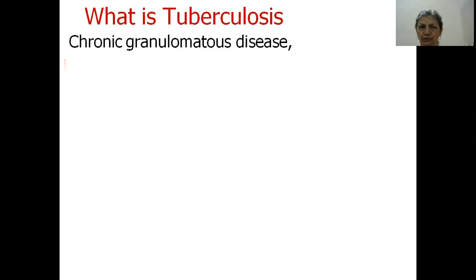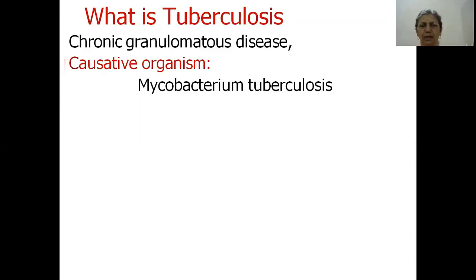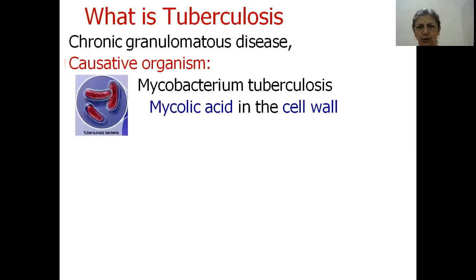So what is tuberculosis? It is a chronic granulomatous disease, which explains what's happening inside the body. The causative organism is Mycobacterium tuberculosis, which has mycolic acid in the cell wall. These are acid-fast aerobic bacilli, which means they thrive in an oxygen-rich environment.